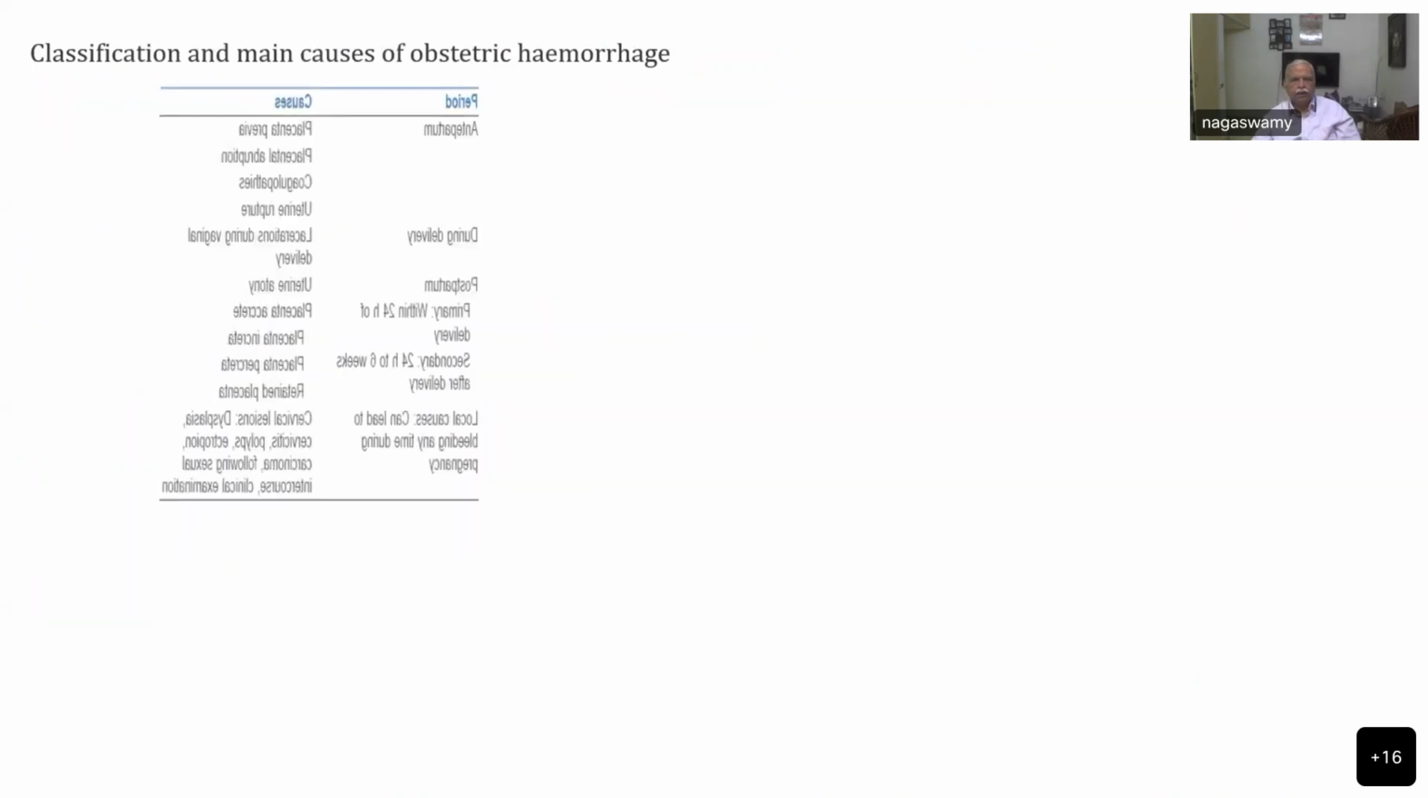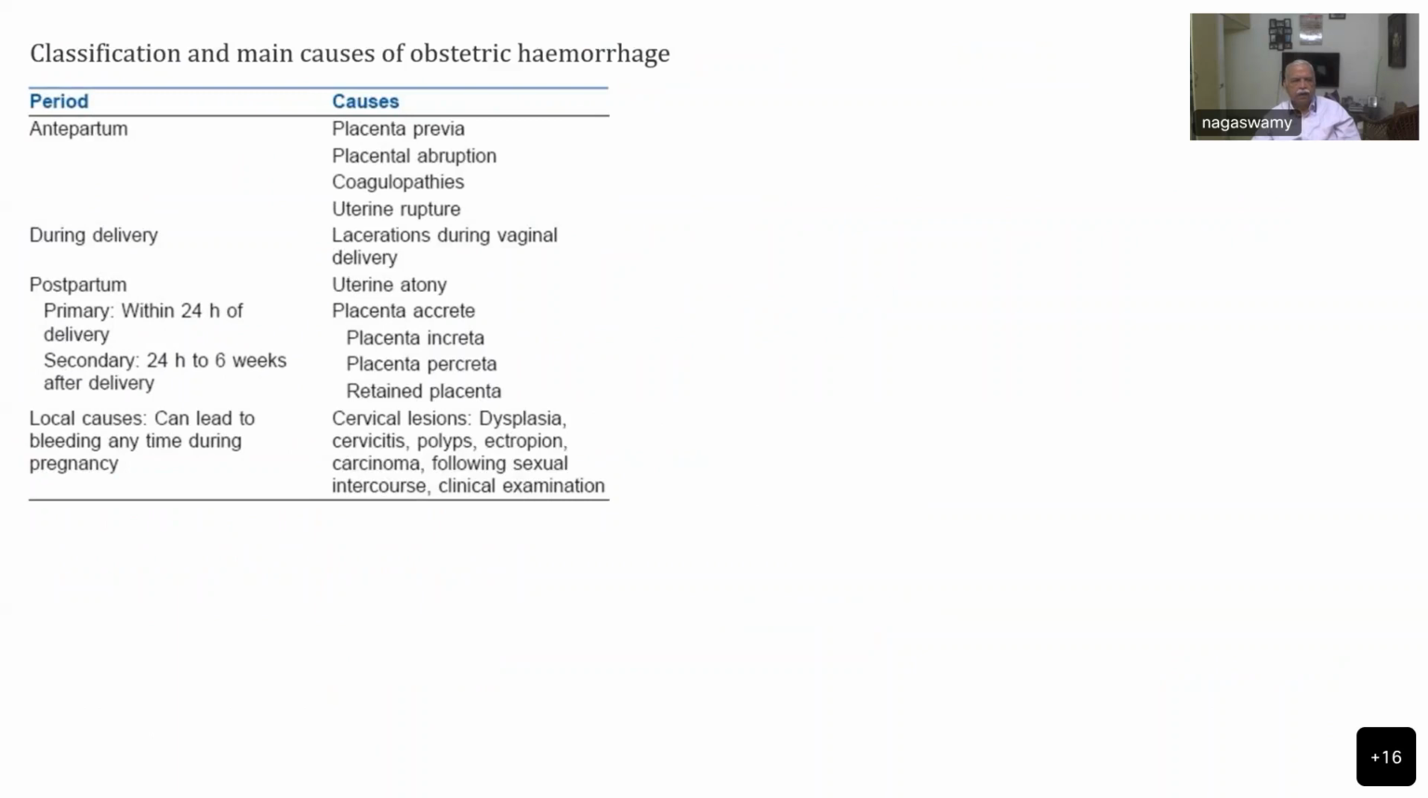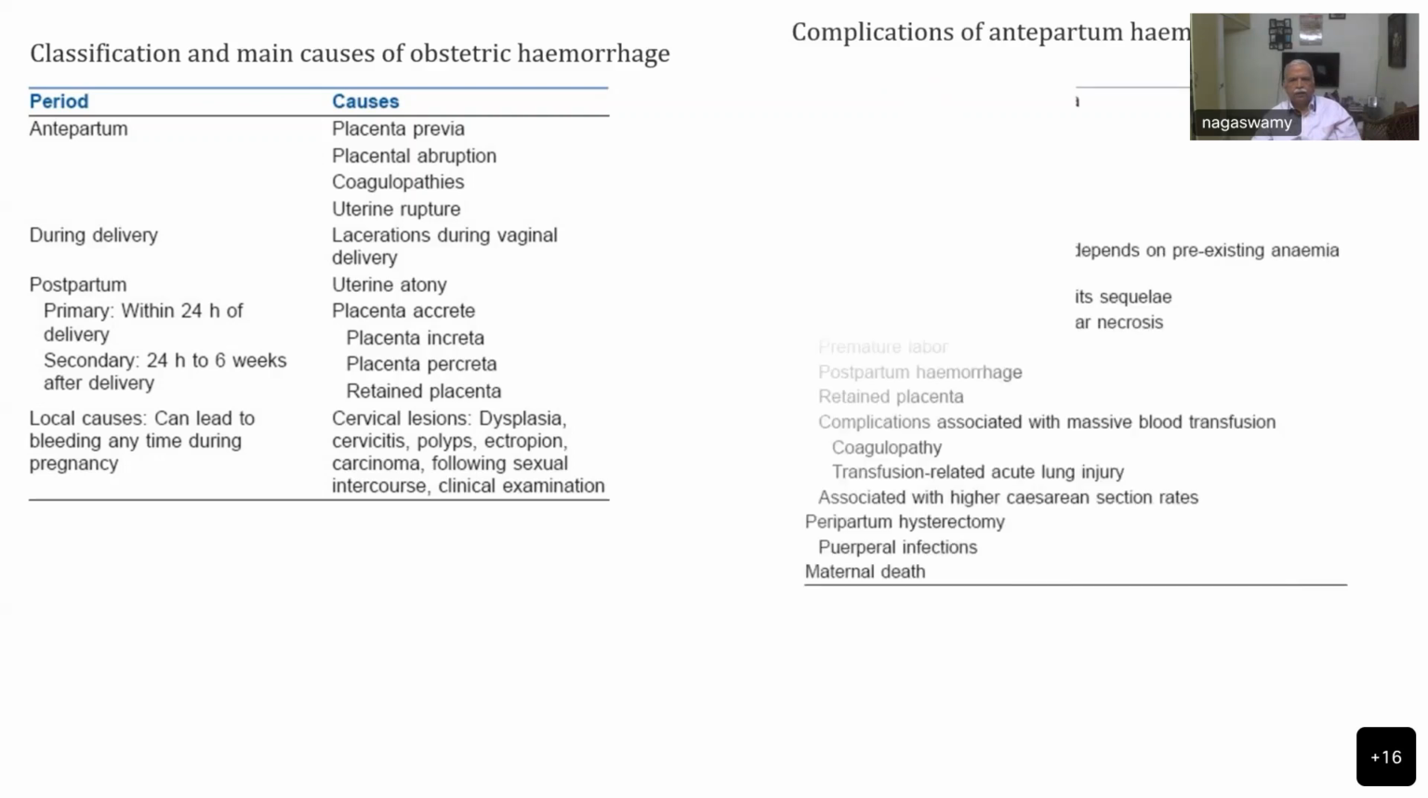And for the classification and main causes of this, we can classify them as antepartum, during delivery, postpartum, and local causes. So antepartum, as described again, placenta previa, abruption, and coagulopathies or uterine rupture. During delivery, laceration during vaginal delivery. And postpartum, majority uterine atony, and placenta of various types, increta, percreta, or cervical lesions, and all these things. So you can just put a tabular column like this so that you can save a lot of time instead of writing sentences.